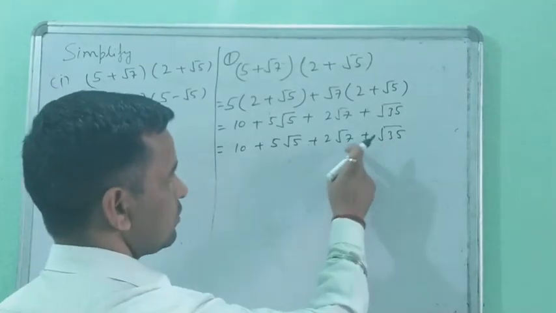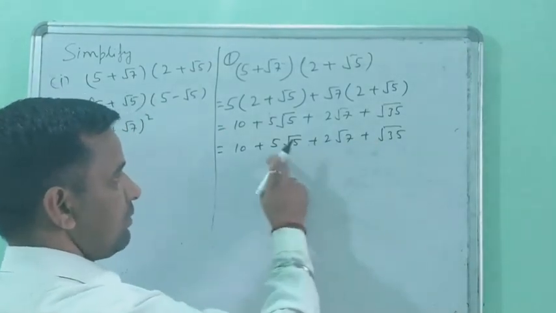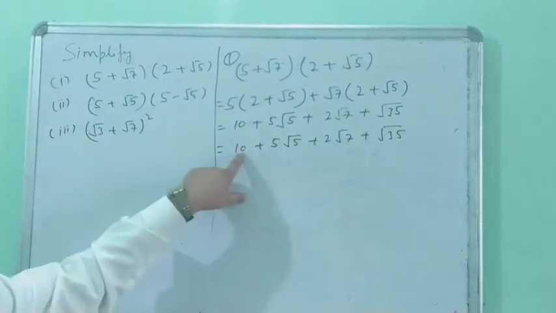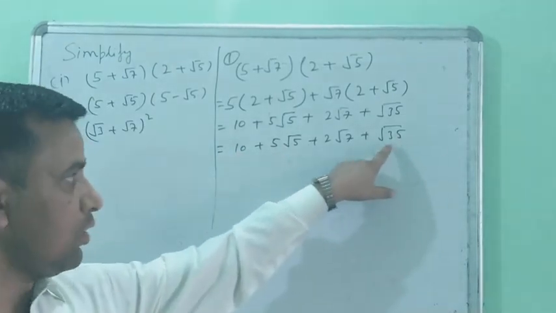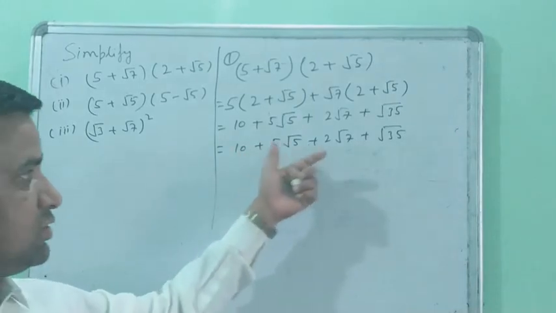Because 35, root 7 and root 5, every number here is an unlike number. This is rational. This one irrational. This one irrational. This one irrational. All numbers are in unlike form. So this is your final result.